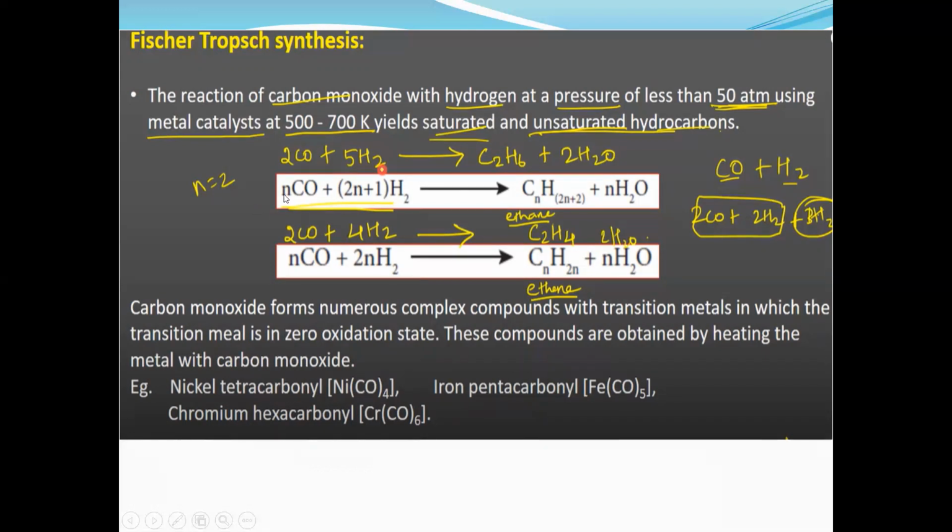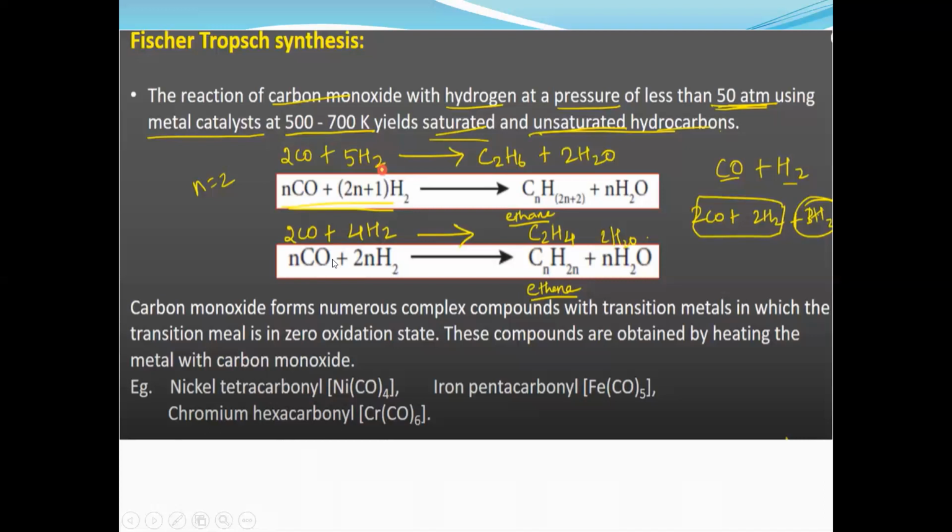Suppose we are putting n equals 2 here. So 2CO plus, 2 into 2 is 4, 4 plus 1 is 5, so 5H2 gives CnH2n+2, 2 into 2 is 4 plus 2 is 6, so C2H6 plus 2H2O. So we are getting the compound ethane. Ethane is a saturated compound.